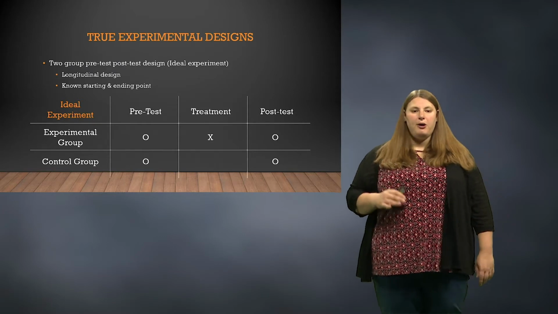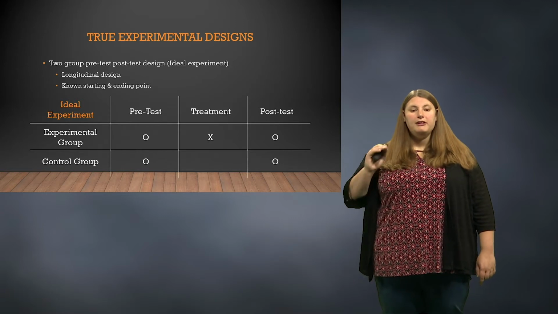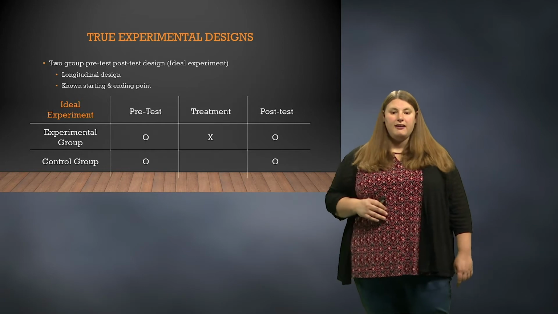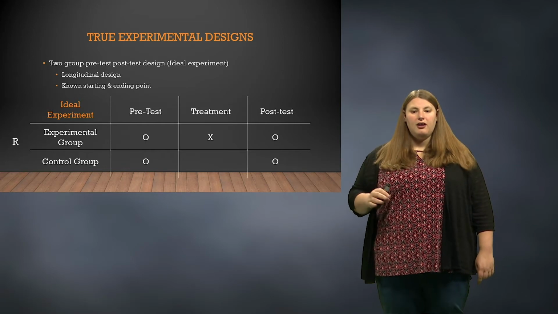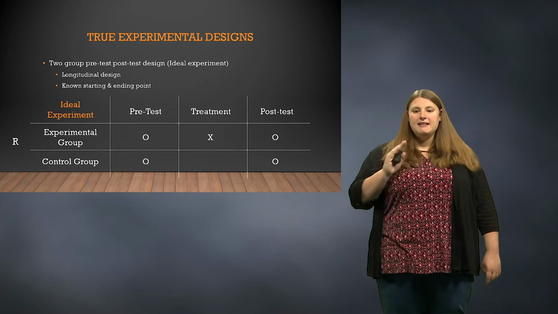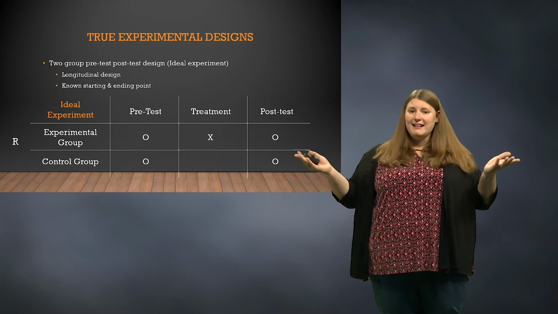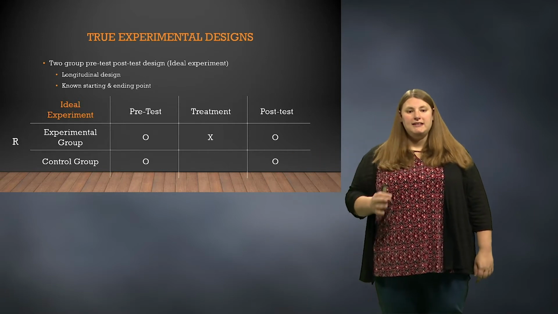Now there's one last part of the ideal experiment that we haven't documented on our map yet. Remember that true experiments require random assignment, which we said on the previous slide would be represented by a capital R. We put this R right outside of the map to indicate a random assignment into experimental and control groups. And ta-da, we're done. This is the experimental design map for an ideal experiment.